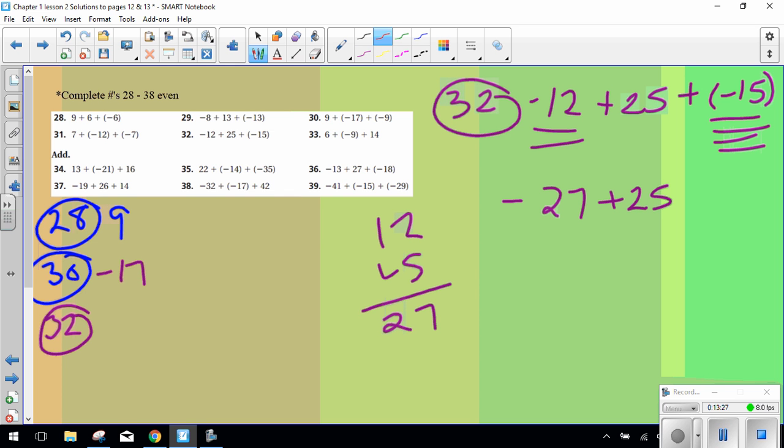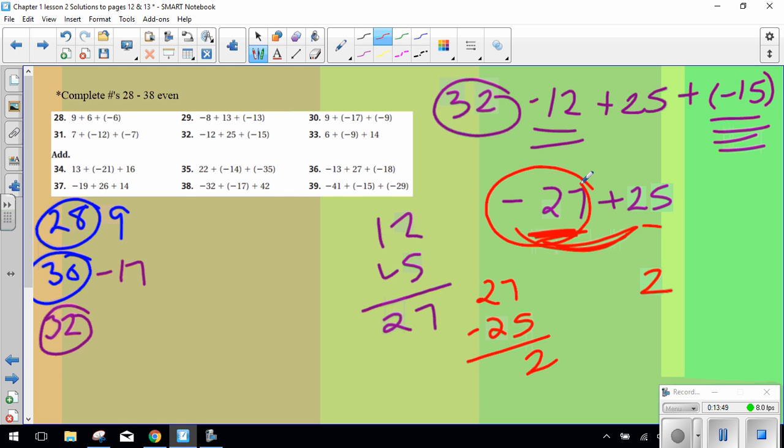And what I'm going to do next, since the two signs are different, I'm going to take 27 and I'm going to subtract 25. So when the signs are different, subtract. Okay, that gives me an answer of 2. Who gives me a bigger absolute value, the 27 or the 25? Hopefully you're saying 27, and since it's negative, my final solution is negative 2.